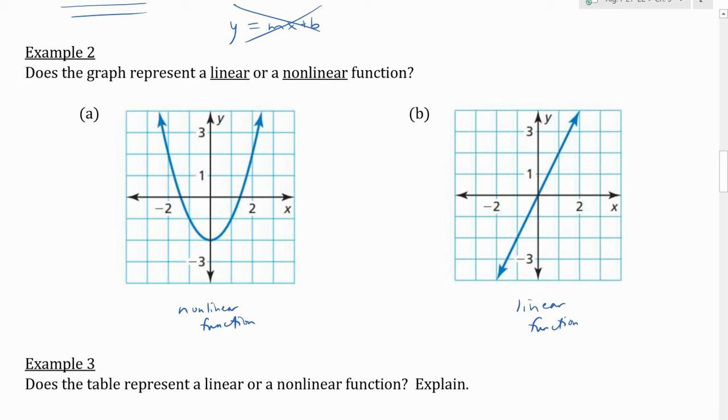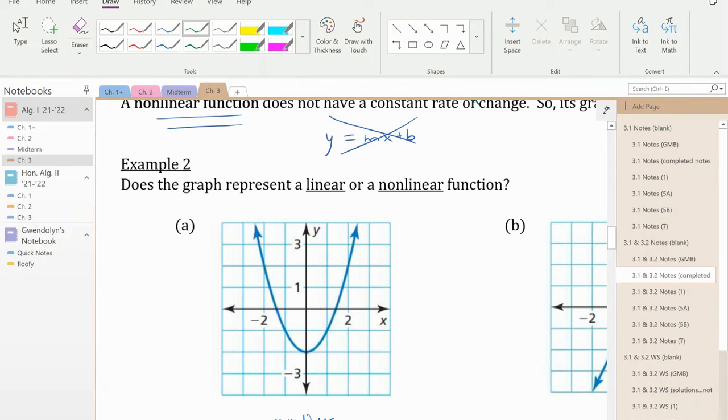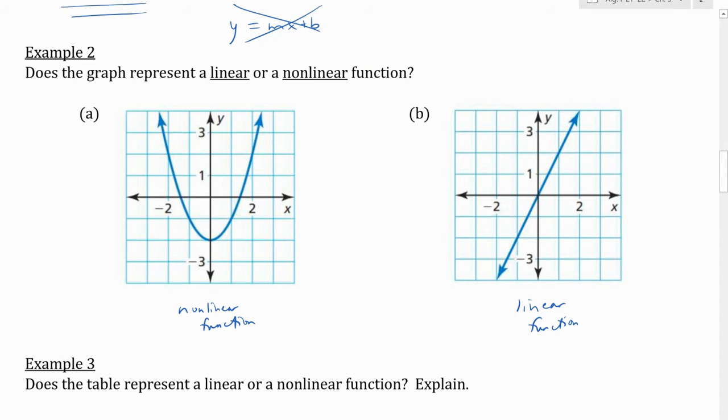And what they're talking about with the constant rate of change, let me change colors. Say you find 2 points on that line. As I move across it from left to right, I go over 1, up 2, over 1, up 2, over 1, up 2. That's what they mean by the constant rate of change. Like for every increase of 1 in the x, I'm going to increase 2 on the y.